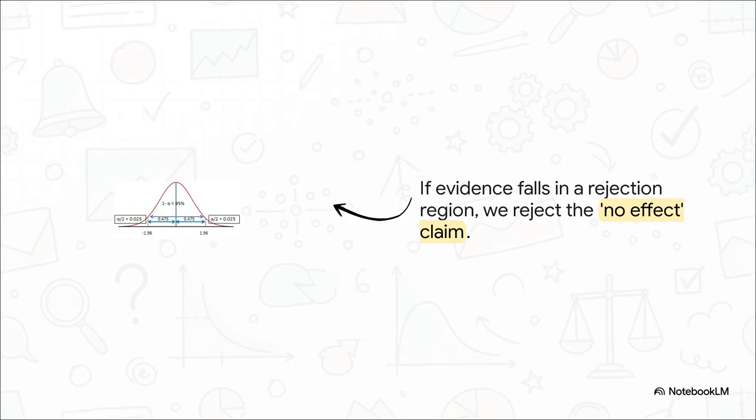So, picture this bell curve. This is our courtroom. See that big area in the middle? That's the innocent zone. If our evidence lands in there, we don't have enough to convict. But look at those little red areas on the edges, in the tails. That's our guilty zone, or what we call the rejection region. If our evidence is extreme enough to fall in there, we can reject that no-effect claim. And with our 5% standard, the boundaries for that region are set at -1.96 and +1.96.